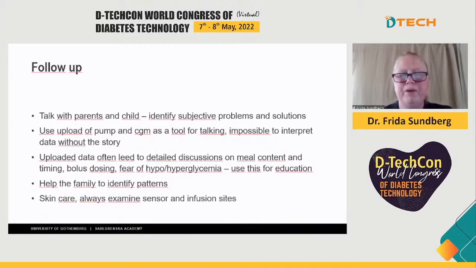One special topic that you can't forget is skin care, because if the skin can't tolerate the pump treatment and the CGM, then you are in big trouble. And young children have very sensitive skin, so cleaning with soap and water and using good skin care, and not traumatizing the skin by peeling the needles off, is important.